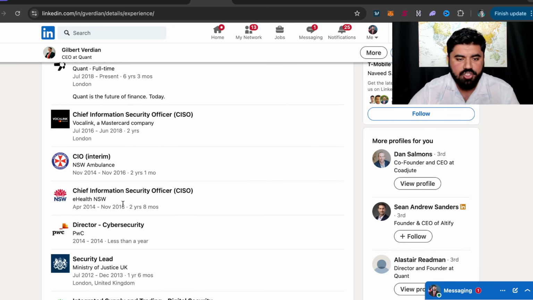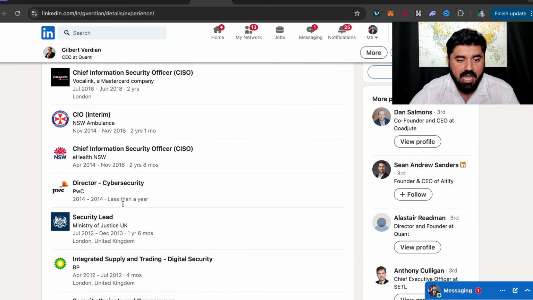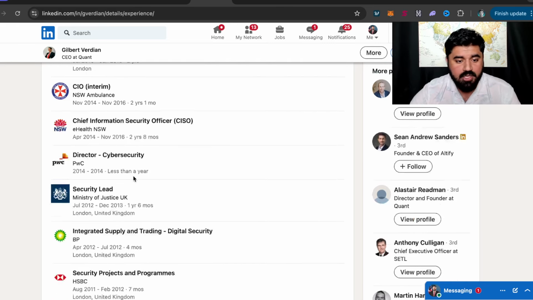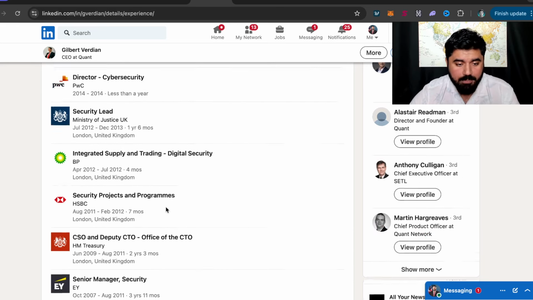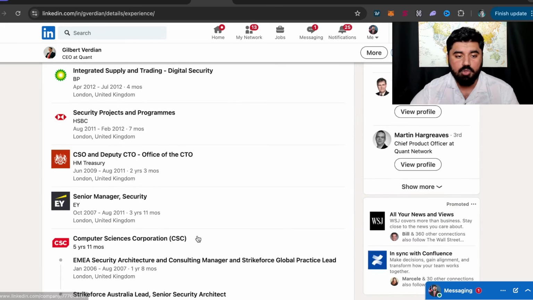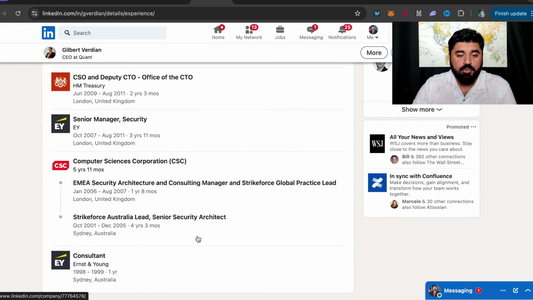He was a chief information security officer at Cisco, interim CIO, security lead. He worked at BP, HSBC, which is another bank that's using the QNT network. He was a computer science corporation.